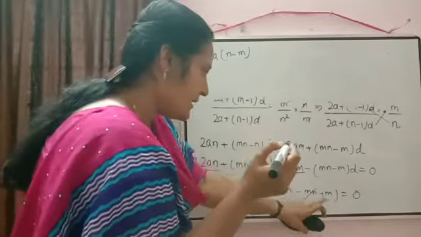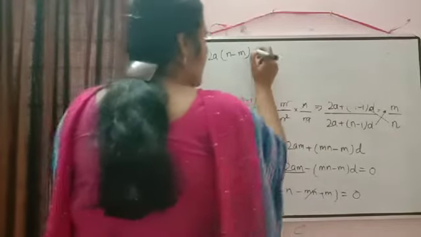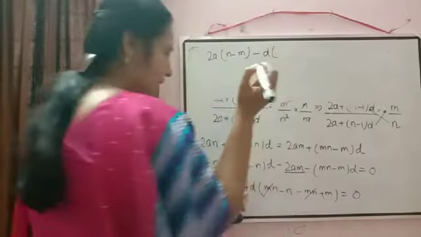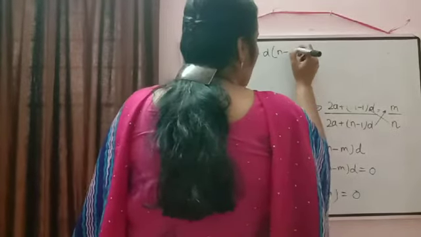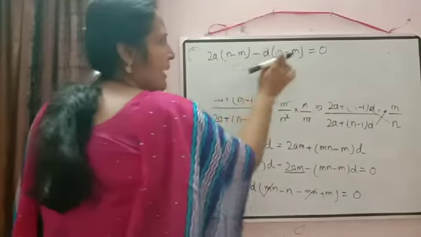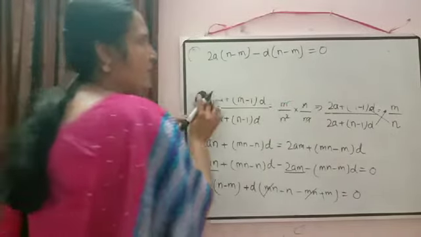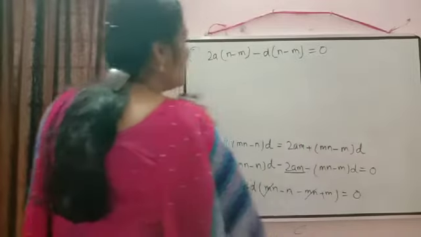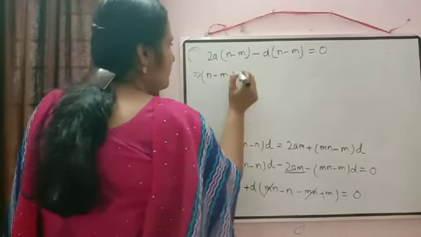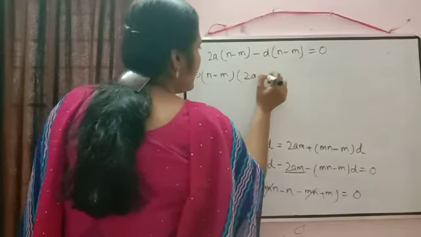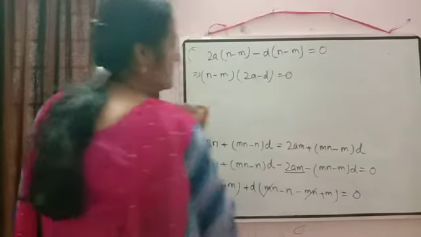From here I am taking the negative sign outside. So it will become minus d. Now here positive will become negative, negative will become positive, n minus m equal to 0. Now just to check, n minus m is common. So we can take it outside there. Then it will be n minus m into 2a minus d is equal to 0.